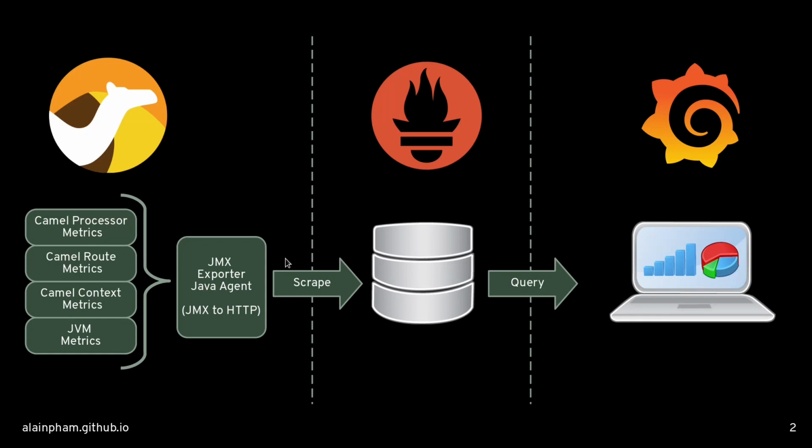So if we want to use these metrics in our monitoring stack, which is Prometheus and Grafana, we need to configure something called the JMX exporter, which is a Java agent. And this JMX exporter will pick up the metrics that we're interested in and expose them through an HTTP endpoint. This HTTP endpoint can then be scraped by Prometheus, which can in turn be used by Grafana to build dashboards.